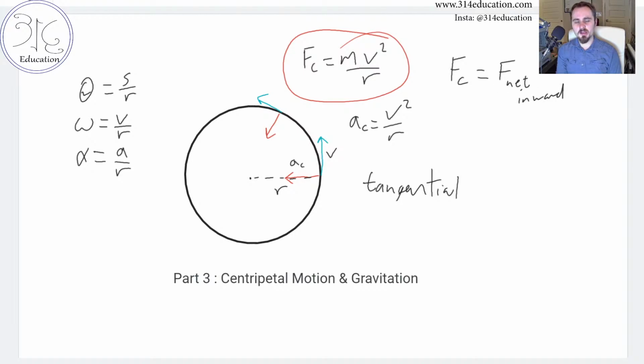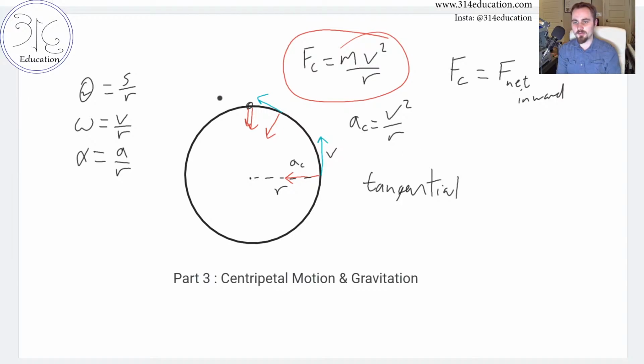And so this could mean in the context of, say, an object in orbit, that would be just gravity. But if we had, say, an object being pulled on a string, swung around in a circle, but in a vertical circle, our net force inward would be different based on where it's at in the circle. At the top, we would have a tension force and a gravity force helping us out.